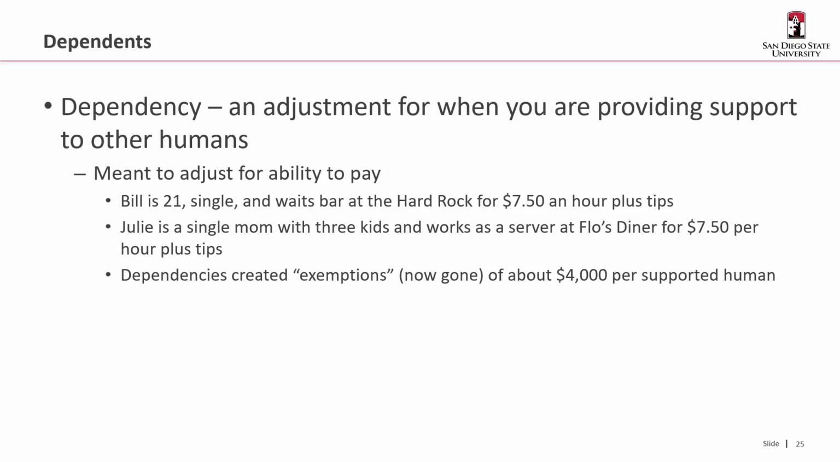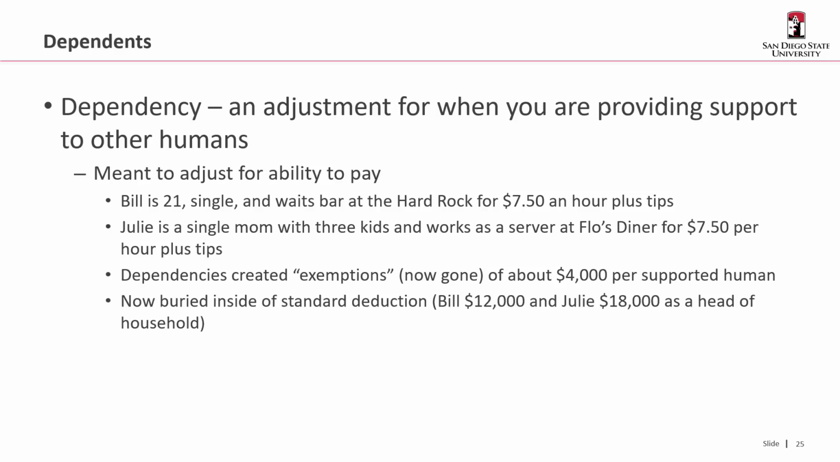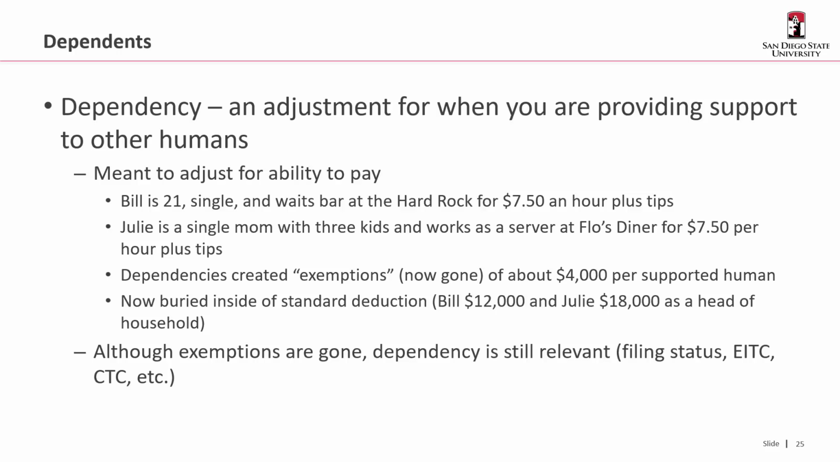So these dependencies, again, used to create exemptions. Those are gone. Now they're buried inside the standard deduction. So Bill, he's single. A single taxpayer has a $12,000 standard deduction. Julie would be classified as a head of household, and she has an $18,000 standard deduction. So higher because she is carrying more dependents. She's providing support to other humans. So even though the exemptions are gone, dependency is still relevant, right?